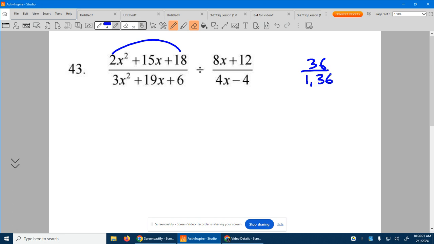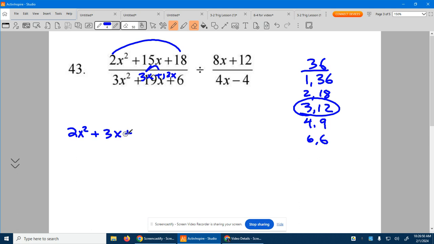Multiples of 36: 1 and 36, 2 and 18, 3 and 12, 4 and 9, 6 and 6. Which of those would combine to give me a 15? Looks like 3 and 12. So we're going to have to bust that apart. 2x squared plus that 15x is going to bust apart into a 3x and a 12x. That's what we did. And then the 18 comes down.